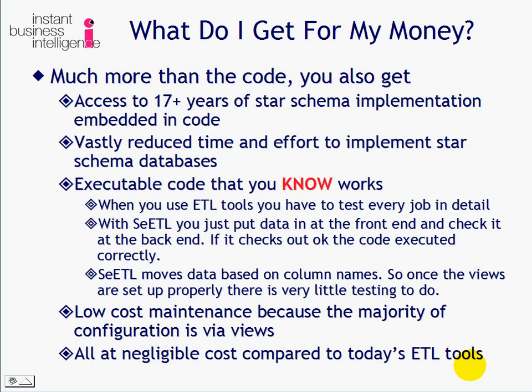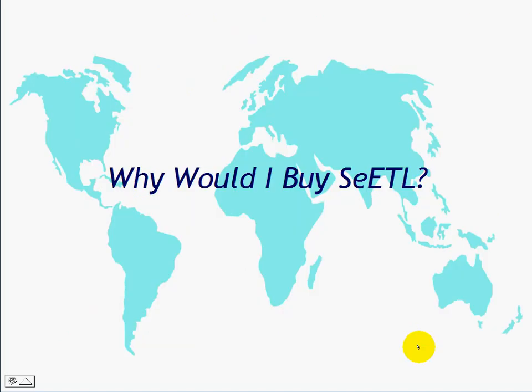You know that if you create a view over this staging area and this view over this target area, the runtime code between those two views does work, and you don't have to check that code. You don't have to check the algorithm being used in that code. You get low cost maintenance because the majority of the configuration is via views, and you get all that at a negligible cost compared to today's ETL tools. As we said, it's roughly 10%.